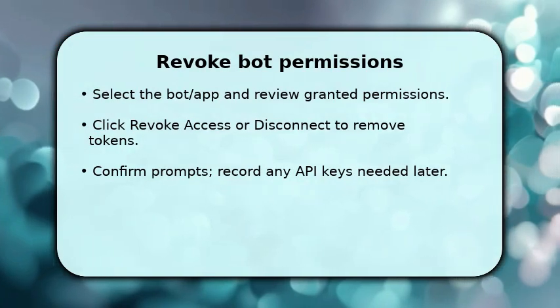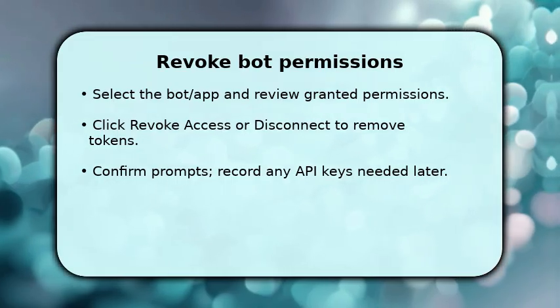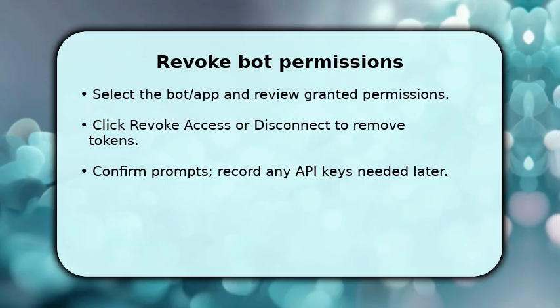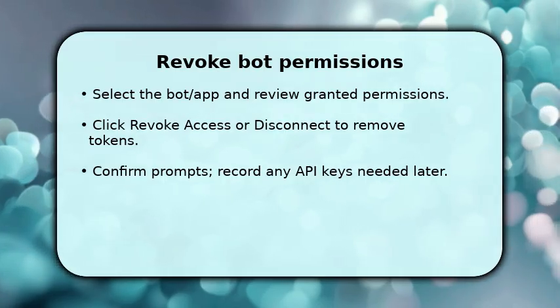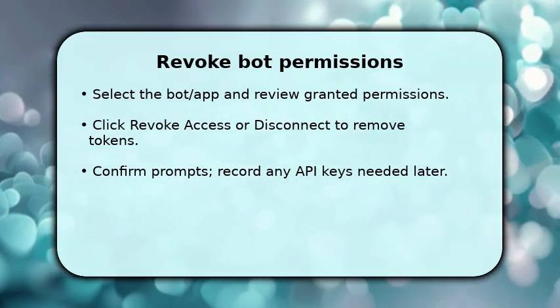Now you remove access. Click the bot or application entry to view its granted permissions and scope. You revoke access by choosing Revoke Access, Disconnect, or Remove Authorization. Discord shows confirmation prompts, so accept to complete the revocation.